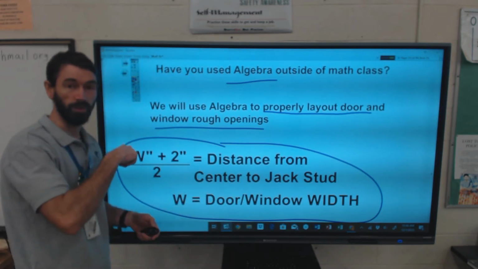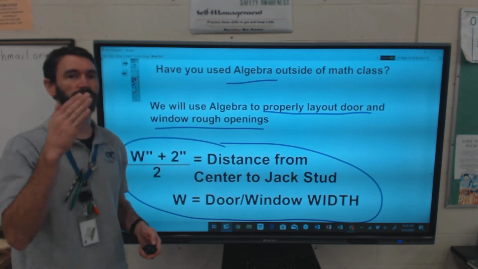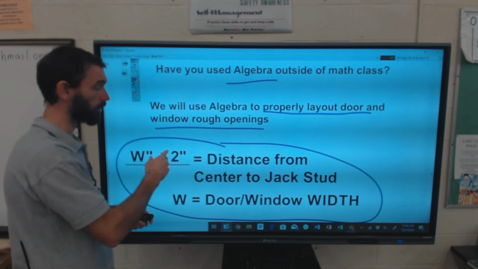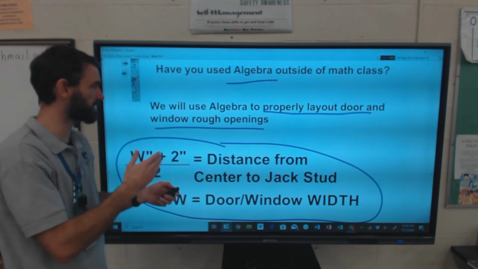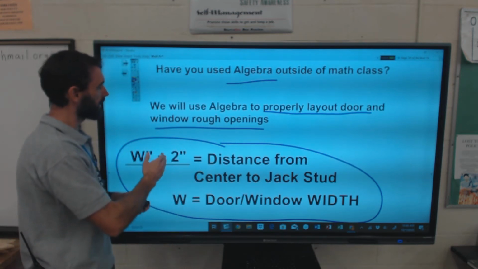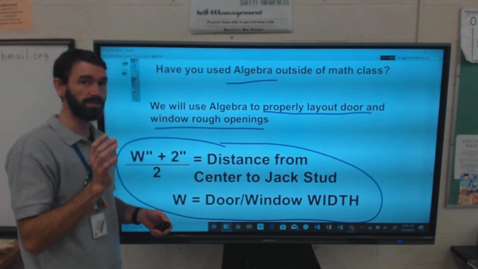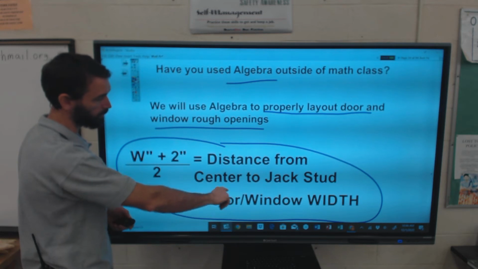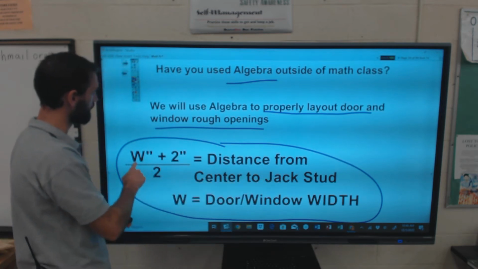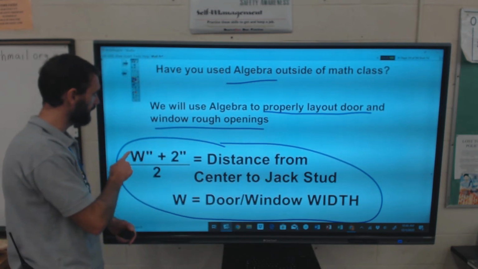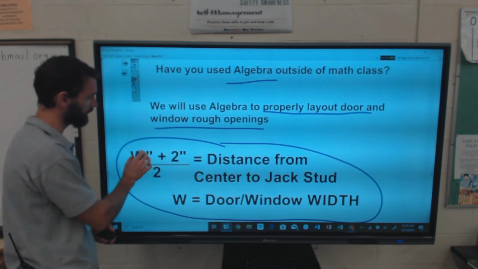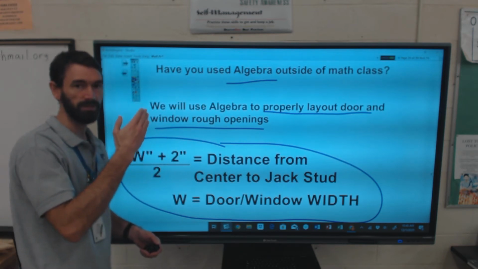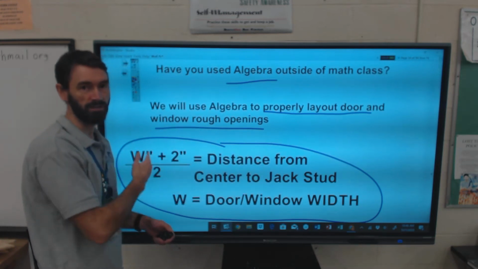So when we look at the plans, we say, oh, hey, this is 6 feet 3 inches to the middle of this window, right? Or say it's a door, 6 feet 3 inches to this door. Now we take the size of that window, we plug it in because W equals window or door width, we add a couple inches, divide it by 2, and that's going to give us the distance from the center mark over to where our jack studs are going to be.